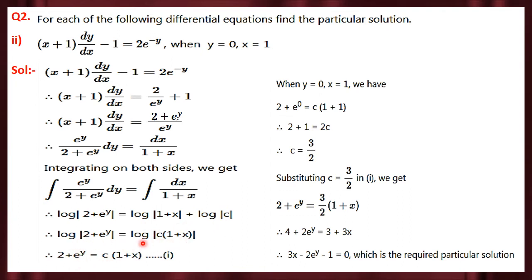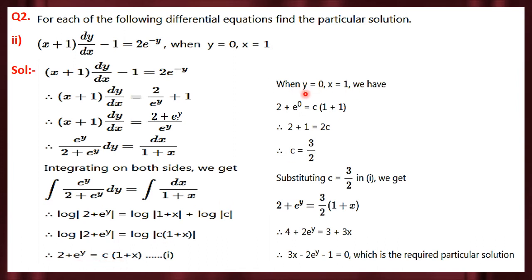Now we can see log a is equal to log b means a is equal to b. So 2 plus e raised to y is equal to c into 1 plus x. Now this is the solution. Now we need the particular solution, that is by getting the value of this c, by substituting the value for this x and y and get the value for c.